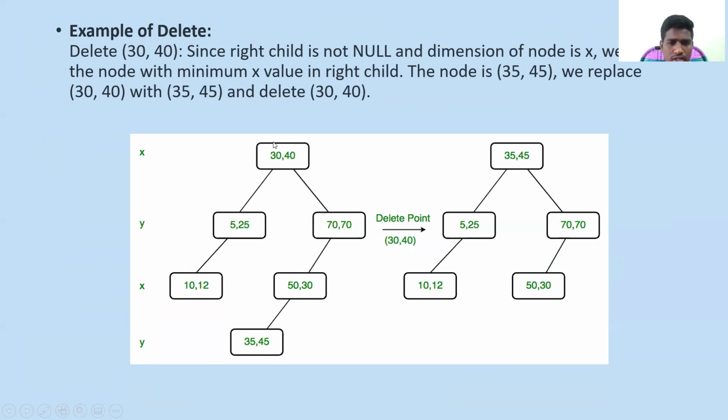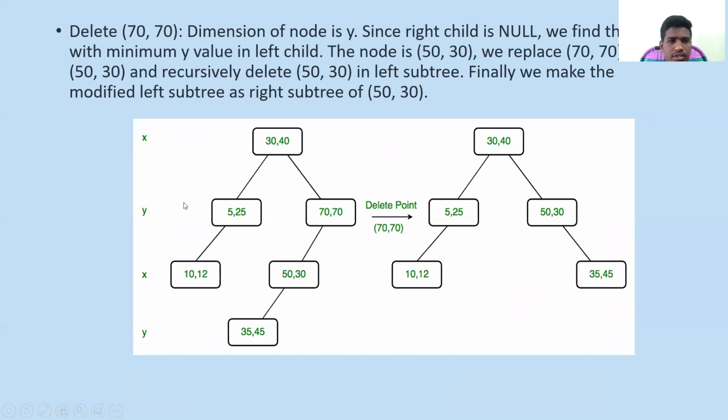And here the process is we have to delete this 30 comma 40, which is the root node. So next we have to replace it with the minimum x value. As this is the x dimension, we have to replace it with the minimum x value. Here the minimum x value is 35 comma 45. So we delete this 30 comma 40 and replace it with this 35 comma 45. Here is the result after deleting the root node.